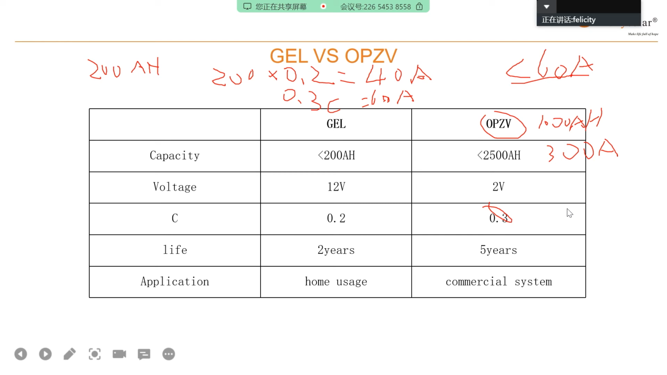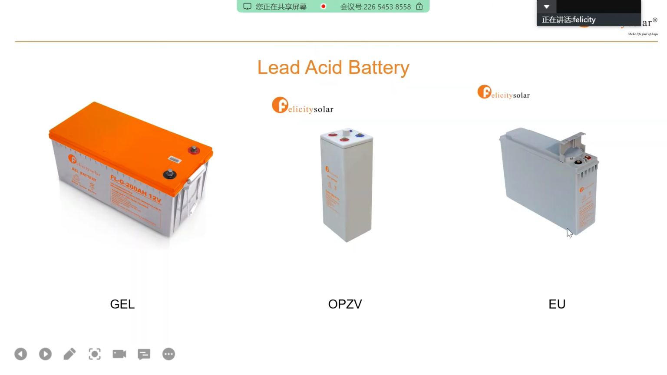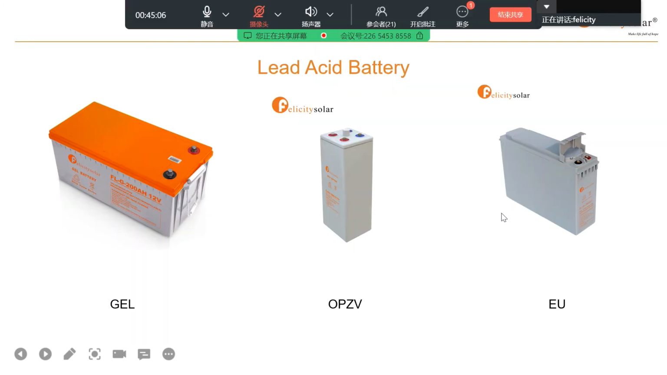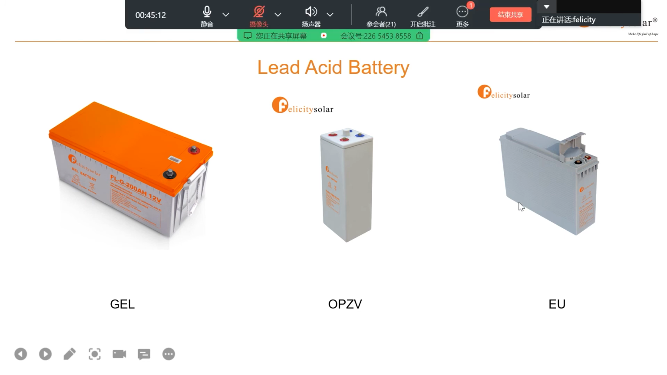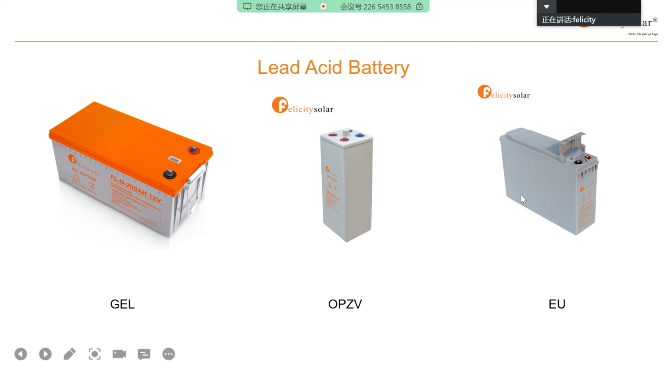So this is the simple comparison between GL and OPCV. The EU is normally for micro systems, less than 1 kilowatt hour. For a little bigger system, you had better select the GL.